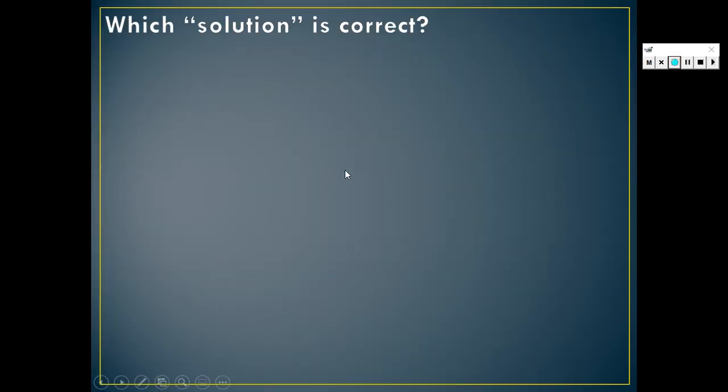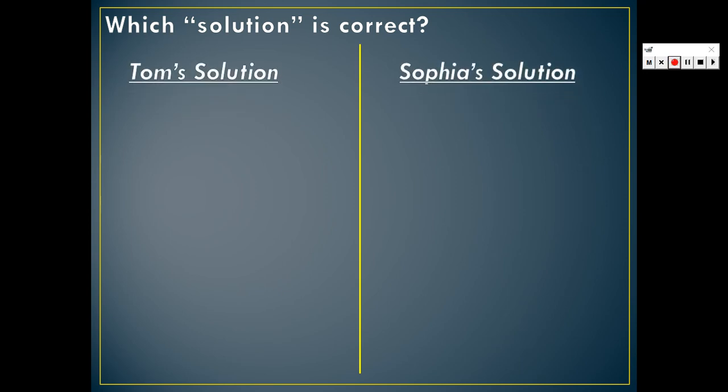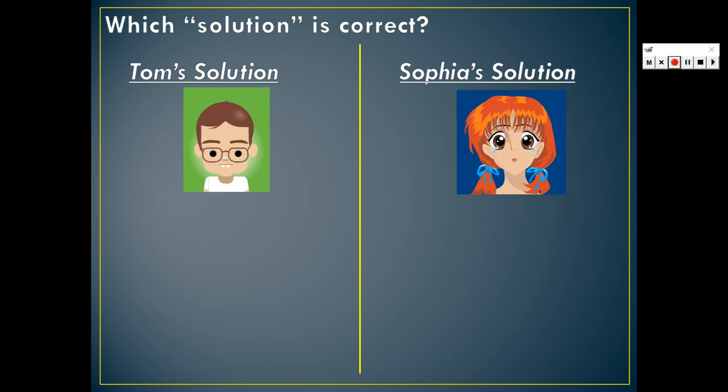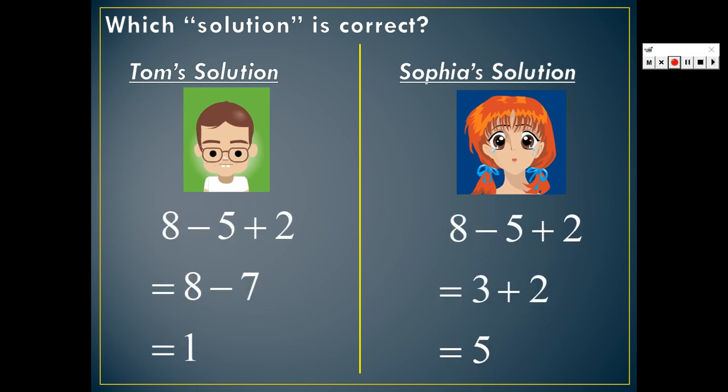So just as a motivating example, and I see these kinds of things on the internet or on Facebook all the time when people talk about order of operations, and then they say, "Oh, which one of these is correct?" And there'll be something like this. But this is a really simple version of it. I just want to establish why we need some rules here. Okay, so Tom and Sophia are both doing the same math problem. They're both doing 8 minus 5 plus 2.